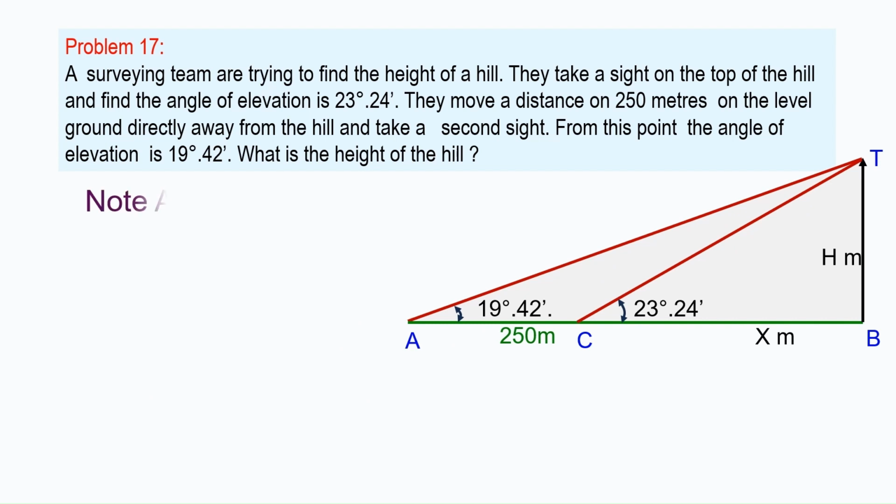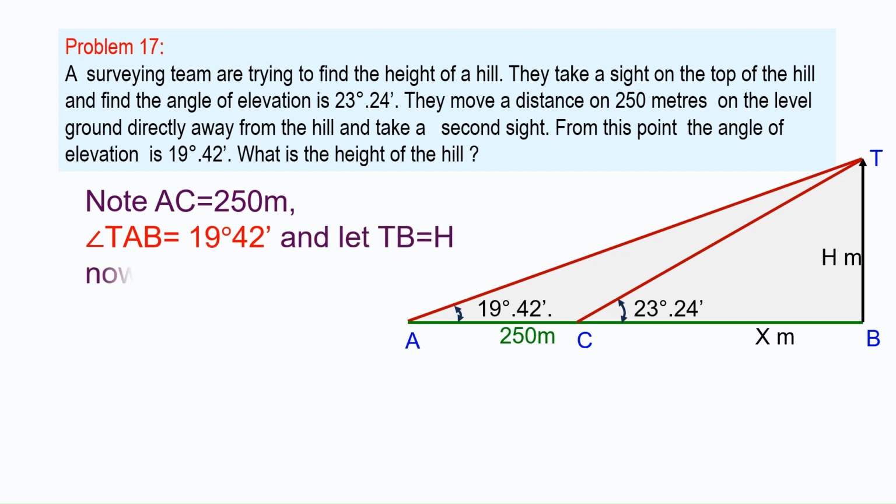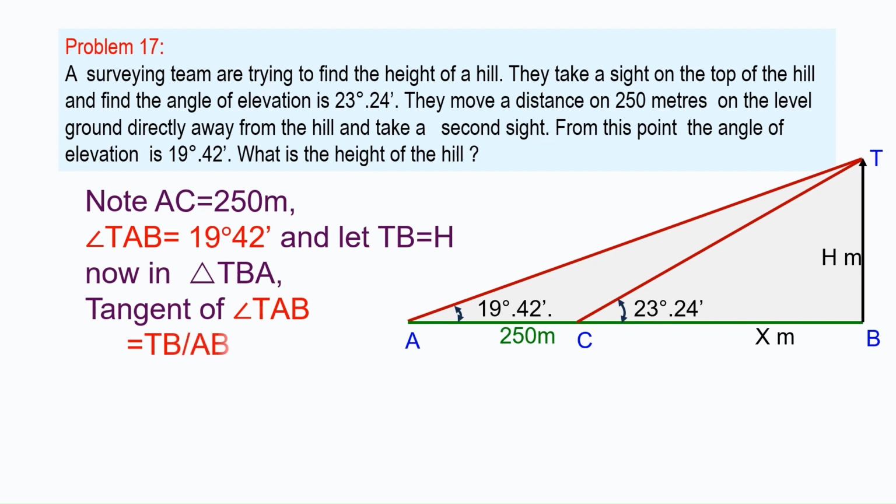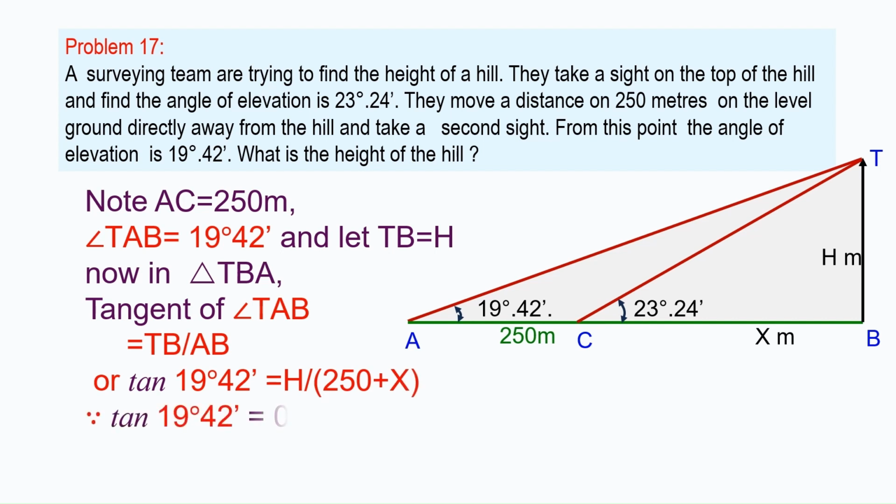Note AC equals 250 meters. Angle TAB equals 19 degrees 42 minutes and let TB equals H. In the triangle TBA, tangent of the angle TAB equals TB divided by AB, or tangent of 19 degrees 42 minutes equals H divided by 250 plus X. Tan 19 degrees 42 minutes equals 0.358, as read from scientific calculators, or H equals 0.358 times 250 plus X.